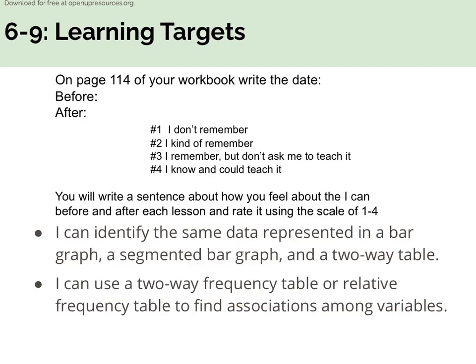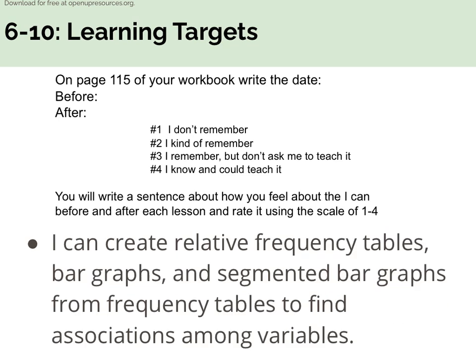All right, so let's go ahead and turn back to page 114. We're going to read the I can statements for lesson 9 and 10. So 9 is I can identify the same data represented in a bar graph, a segment bar graph, and a two-way table. Mostly we were looking at two-way tables today. I can use a two-way frequency table or relative frequency table to find associations among variables. Lesson 10 is I can create relative frequency tables by bar graphs and segmented bar graphs from frequency tables to find associations among variables. Again, we're more focusing on just the two-way tables and the frequency tables for today.